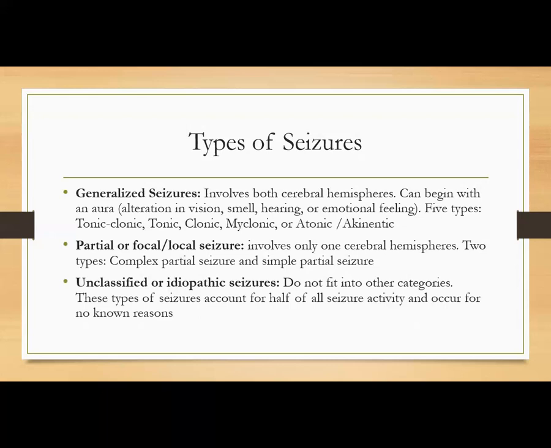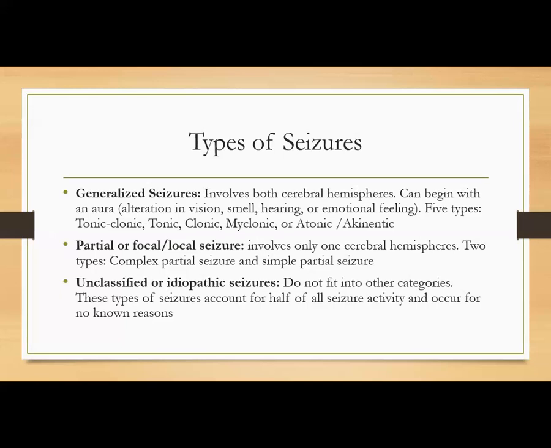So the next thing is the types of seizures. You've got generalized seizures, partial or focal local seizures, or unclassified or idiopathic seizures. Generalized seizures involve both cerebral hemispheres, the right and left hemisphere of the cerebrum. It can begin with an aura, which is an alteration in vision, smell, hearing, or emotional feelings. And there's 5 different types: tonic-clonic, tonic by itself, clonic, myoclonic, or atonic, or akinetic.